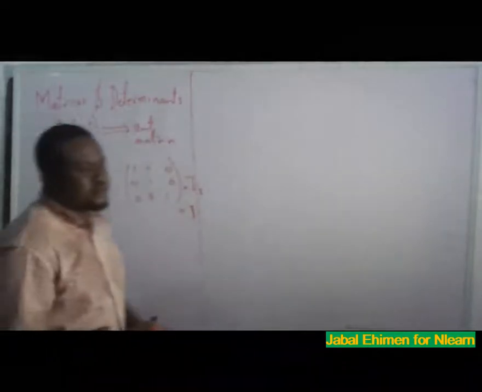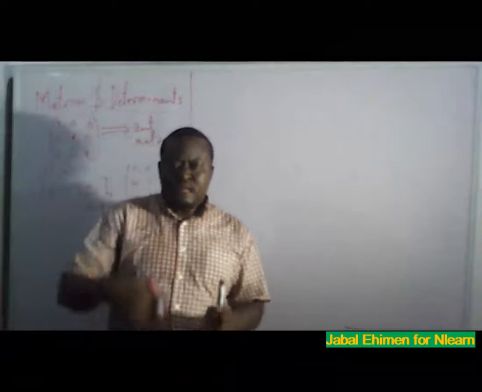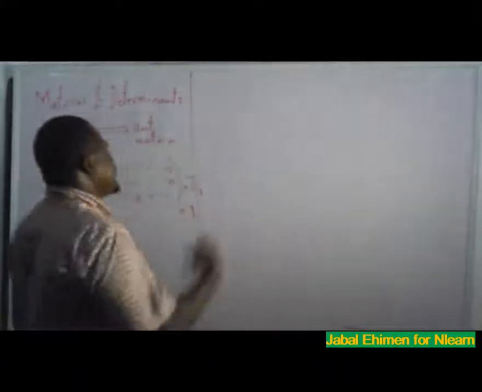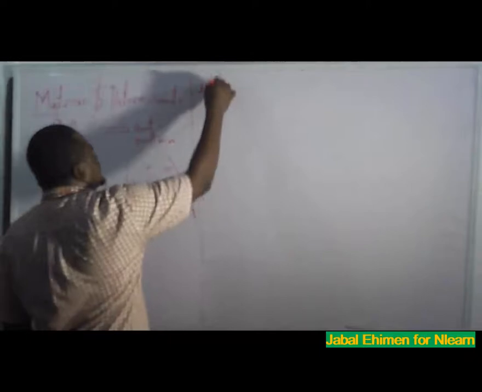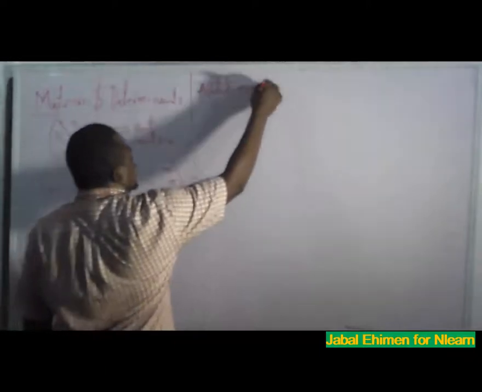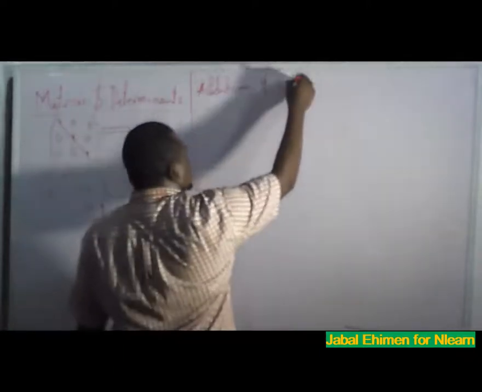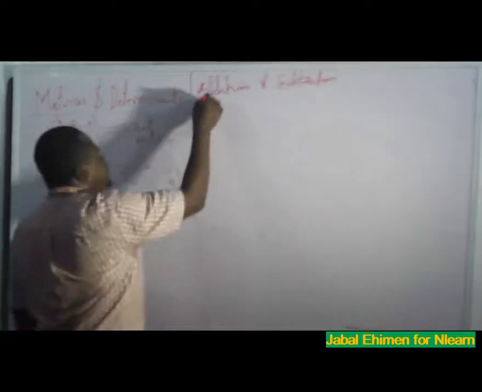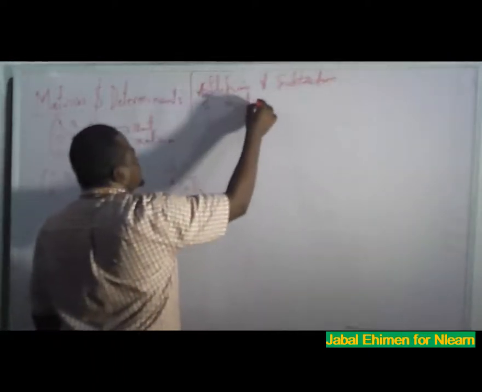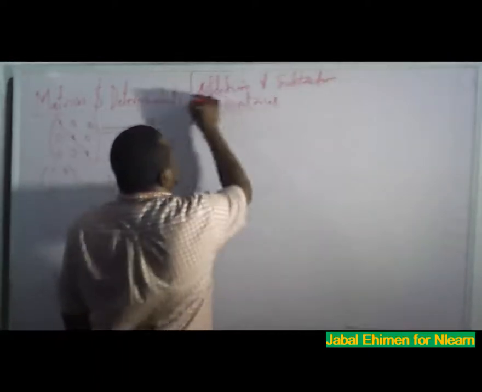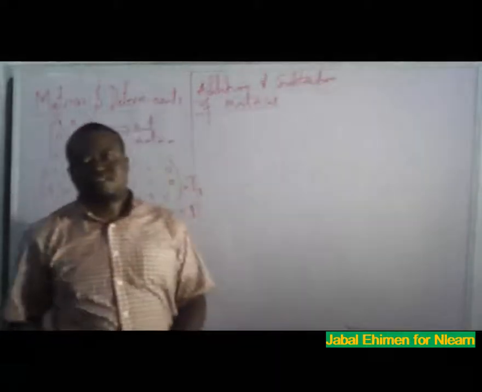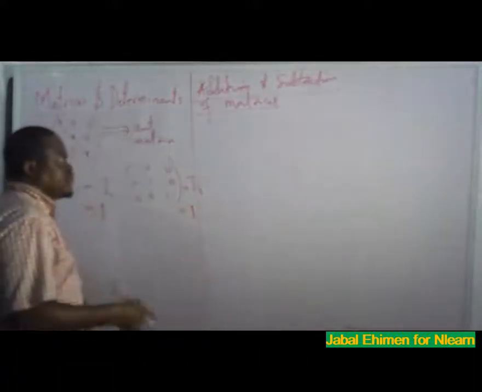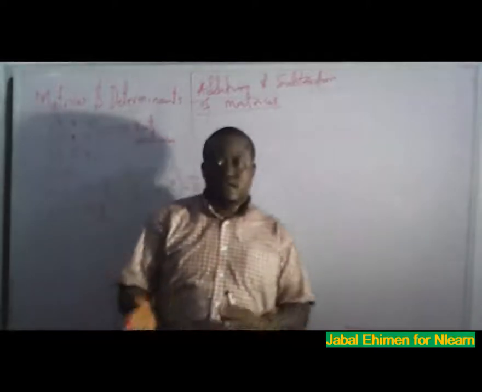Now, let's talk about adding matrices together. Addition and subtraction of matrices. One is a matrix, several are matrices, so you can relate that in English to singular and plural.